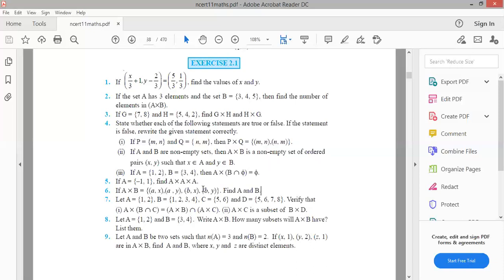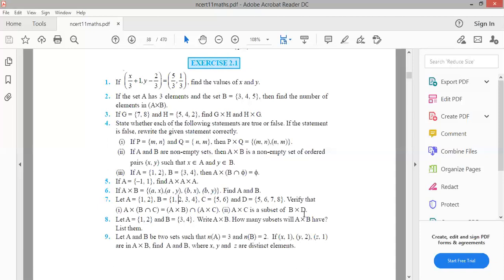A cross B is equal to this, find A and B. A is the set of first elements of these ordered pairs, that is A, B. We may not be repeating the elements. And B contains X, Y. It's again X and Y. So A has elements A, B and Y. B has elements X, Y. A is this, B is this, and C is this, and D is this.